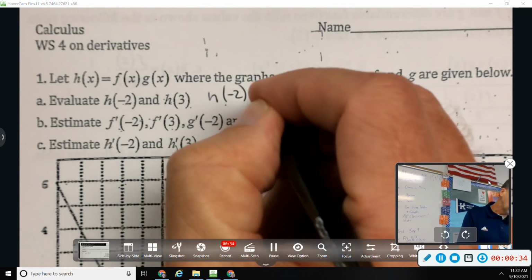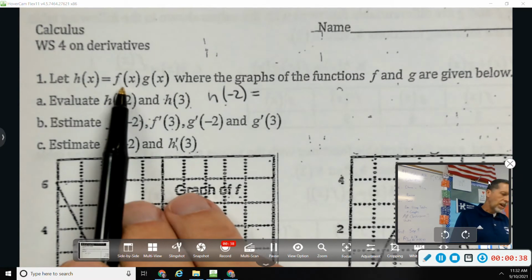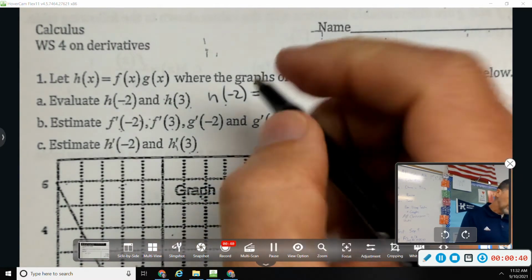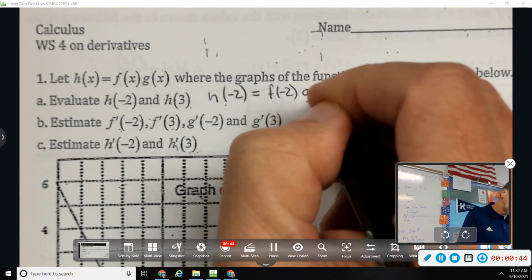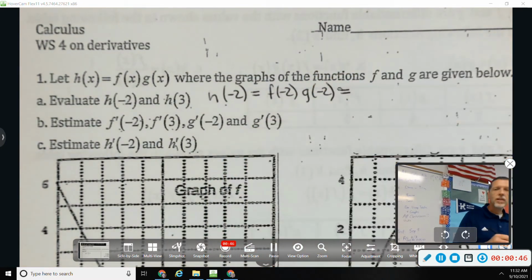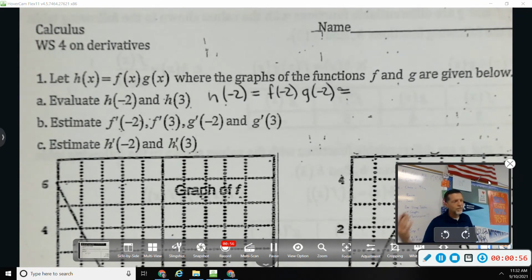So h of negative 2, well, h is f of x times g of x, so that means f of negative 2 times g of negative 2. By the way, you've got to write really small if you want to fit it all in this worksheet, because they ask like 4 questions in one line, and you've got to make it work. Or you could get a separate page out and do it on that.